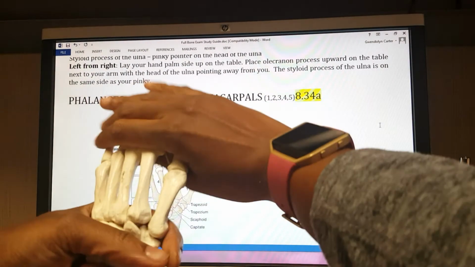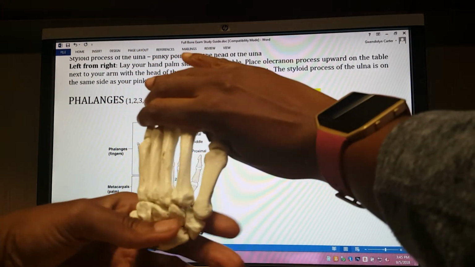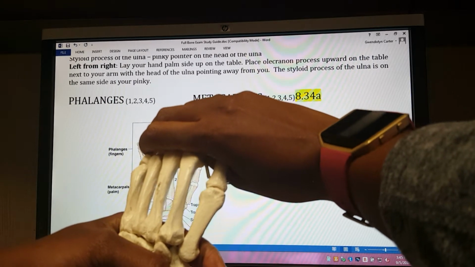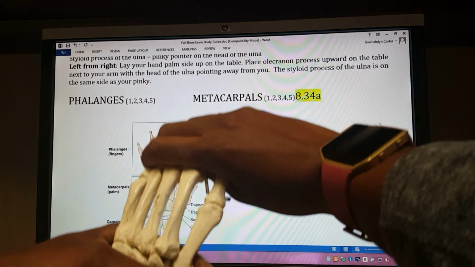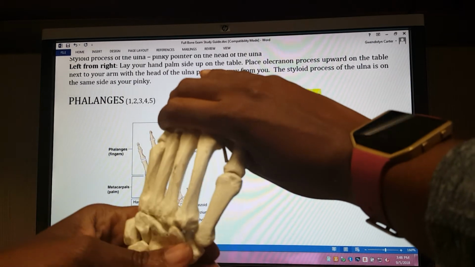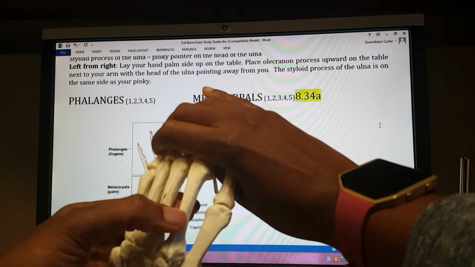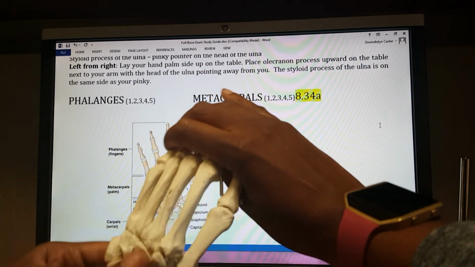All these are carpals, so we're going to ignore those. This first set of bones are called your metacarpals. Think like carpal tunnel syndrome, which one's which. Carpals and metacarpals. So this one would be metacarpal 1. This one would be metacarpal 2, 3, 4, and 5.